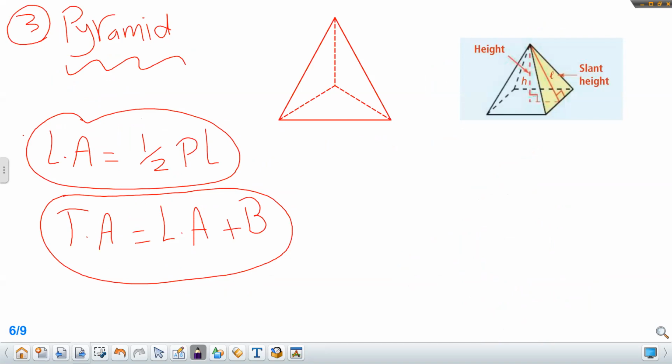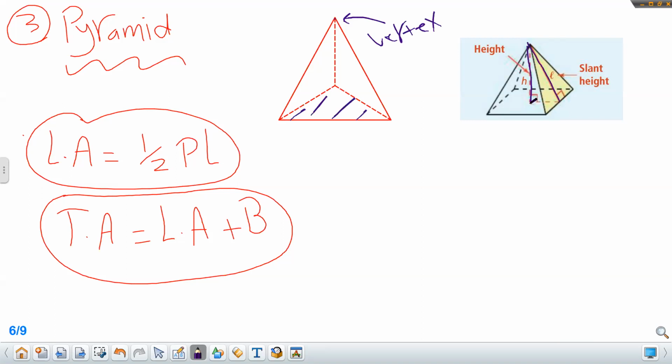Base and vertex. This point is called the vertex of the pyramid, but this one is called the base. And in the pyramid, you have another concept, like slant height. You have two types of height here. Height of the pyramid means the height inside, perpendicular to its geometric center, like this one.